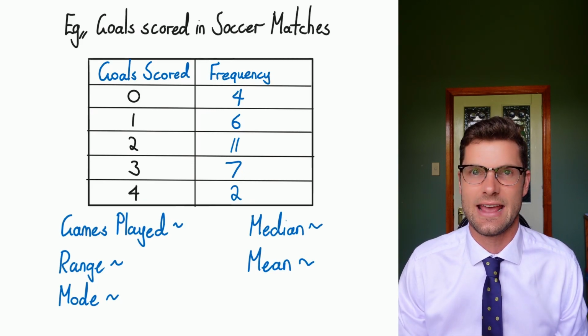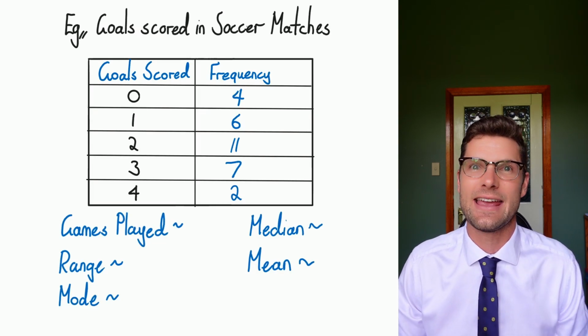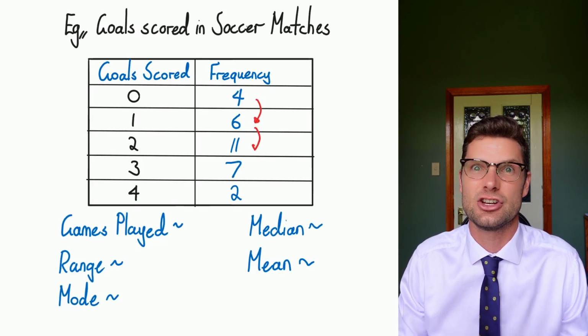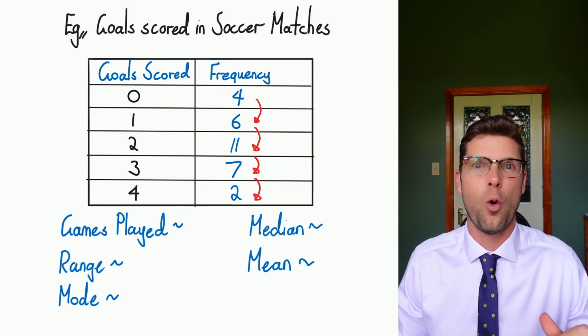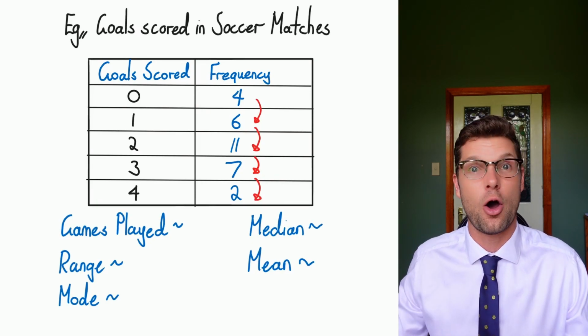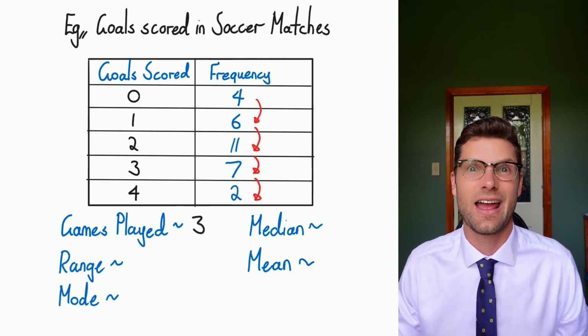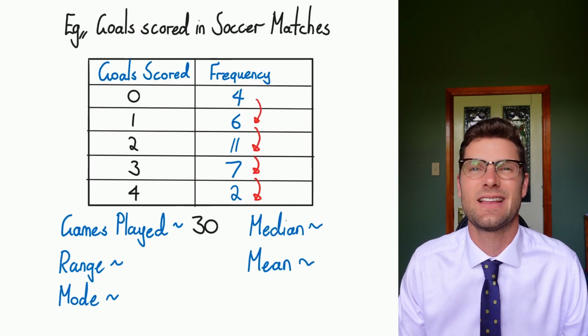The first question here is just the games played, and this is really easy. Because we've recorded the frequency of the goals each game, all we have to do is add up all these numbers. So if I go 4, then 6, then 11, and so on all the way down, the answer is 30, and that is how many games I played. Because I recorded them each time, that's all I've got to do.